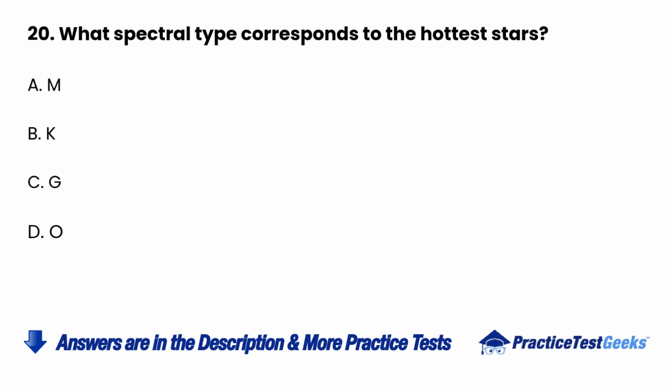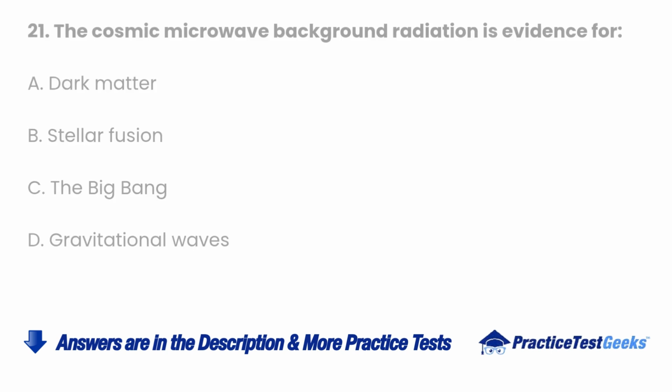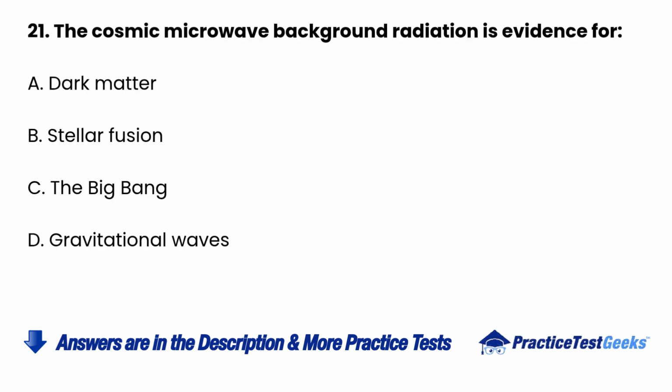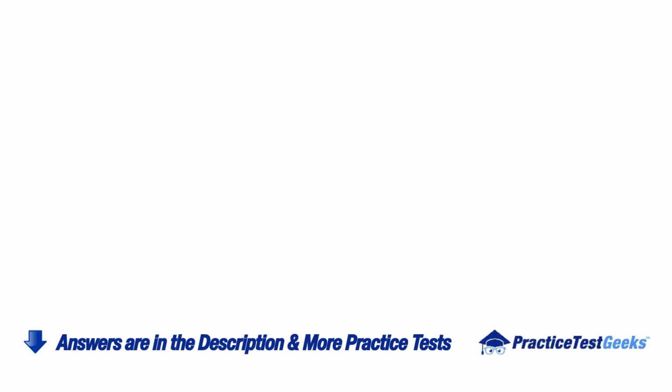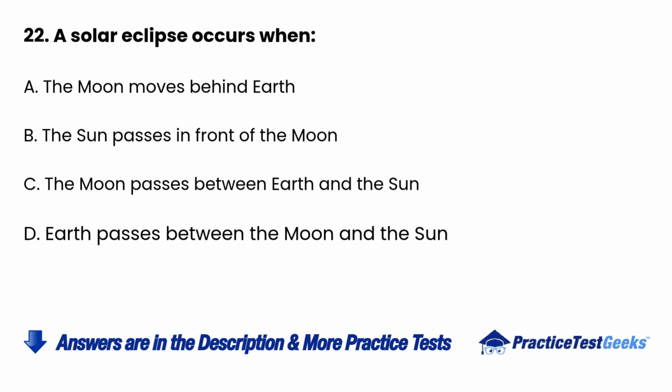20. What spectral type corresponds to the hottest stars? A. M. B. K. C. G. D. O. 21. The cosmic microwave background radiation is evidence for A. Dark matter. B. Stellar fusion. C. The Big Bang. D. Gravitational waves. 22. A solar eclipse occurs when A.